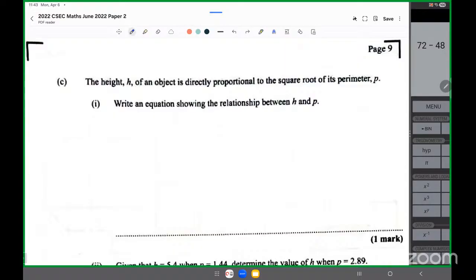It's a direct variation. So the first variable h, because it's direct, is equal to k times the second variable, which is the square root of p. That's the relationship. h is equal to k times the square root of p. That's the equation. One mark for writing that.